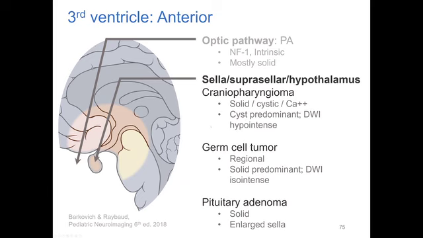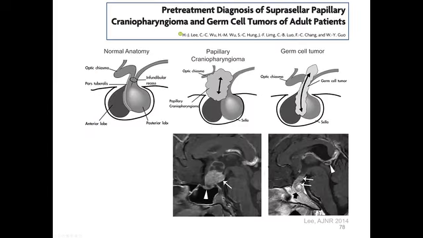I will not spend too much time talking about this. If you are interested, there's a very good article a few years ago in AJNR that shows you how to differentiate craniopharyngioma and germ cell tumor in the suprasellar region. So if you are interested, you can look at this article. And they also have some very good graphs to teach you how to differentiate these.